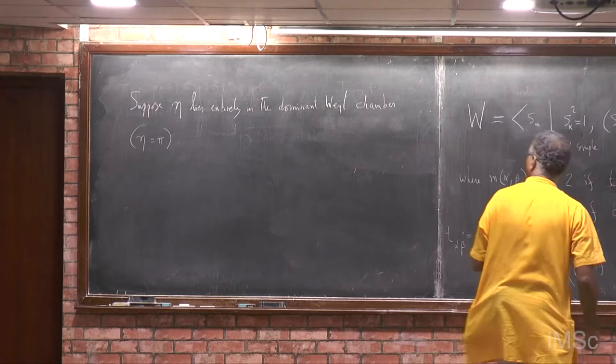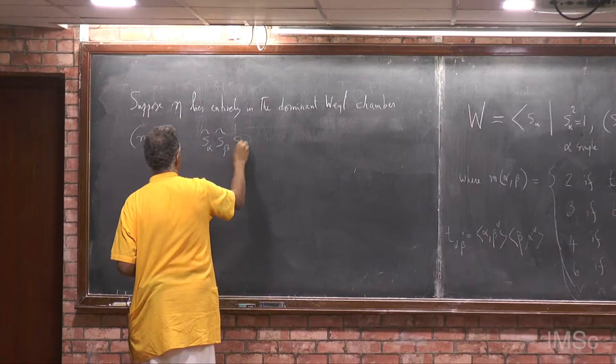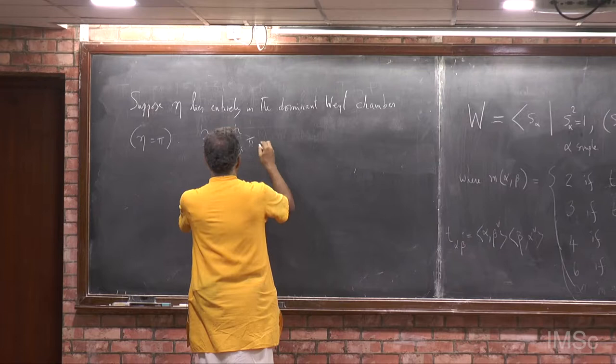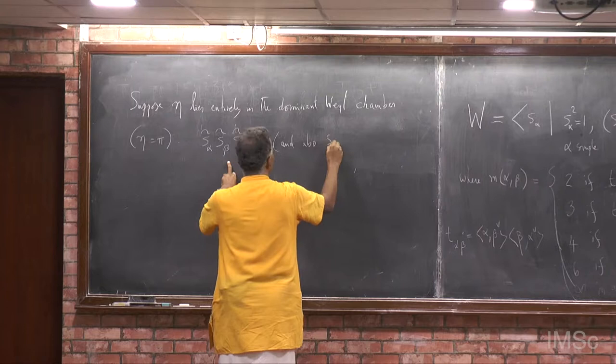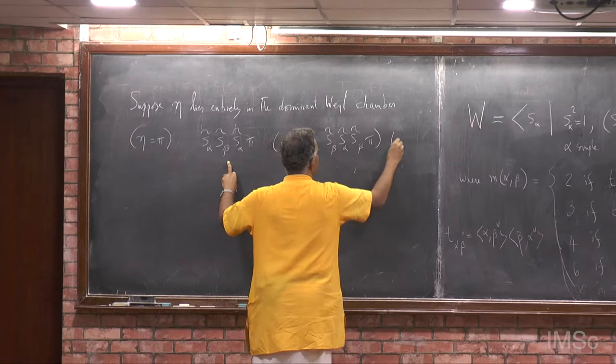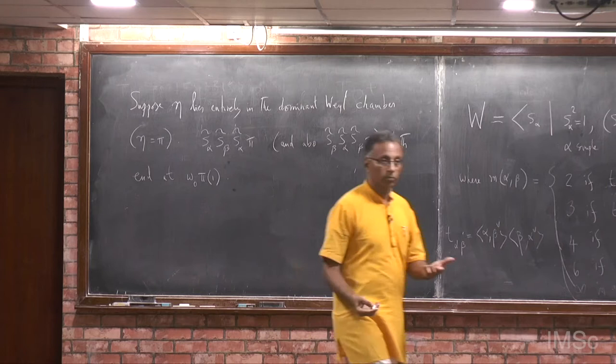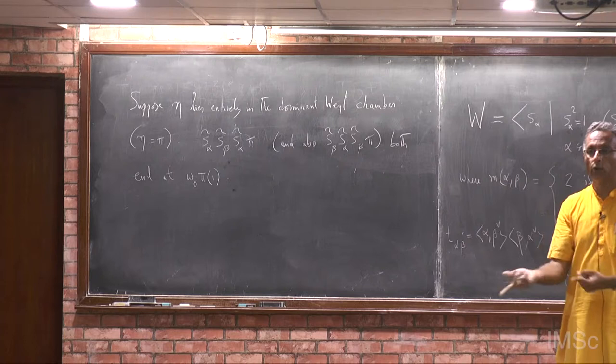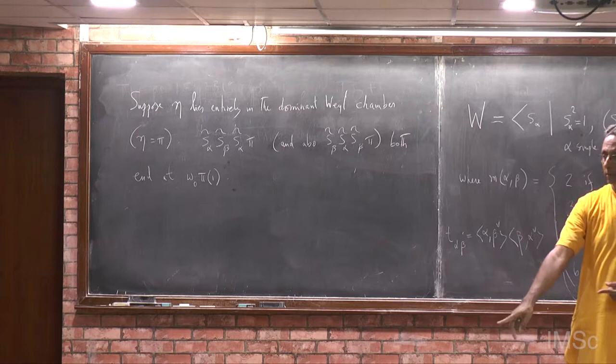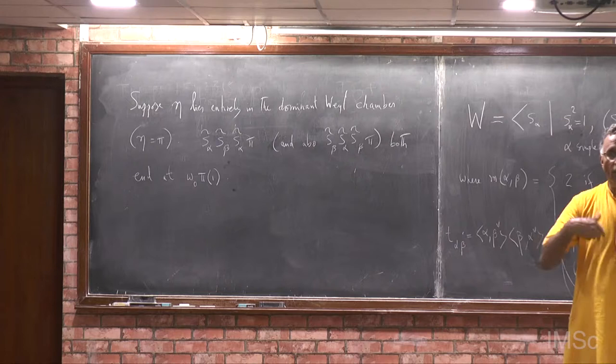But let's observe, S alpha tilde, S beta tilde, S alpha tilde pi, and also S beta tilde, S alpha tilde, S beta tilde pi, both end at W naught pi 1. Correct? Both end at W naught pi 1, but there is a unique path ending at W naught pi 1. That is because you can just think of Lakshmibai Seshadri paths.